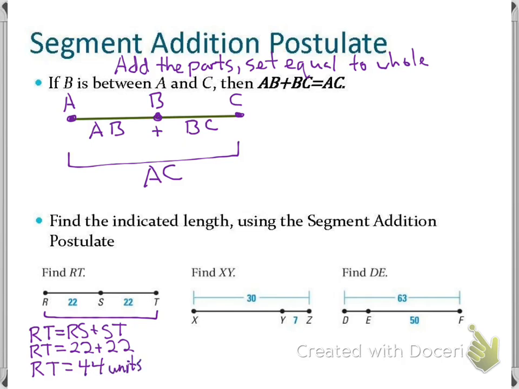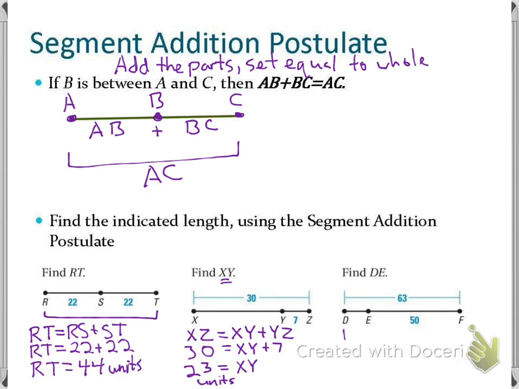Here we go to the next one. I have XZ is the whole thing. What parts is it equal to? XY and YZ. What do I know? Well, I know XZ, the whole thing, is 30. XY, I don't know that one yet. It happens to be what I'm looking for. And I know YZ is 7. So by subtracting the 7, I get 23 for XY, and that's 23 units.